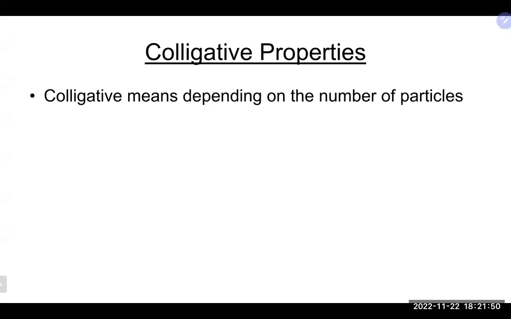All right, so with that being said, we're going to talk about some colligative properties of solutions. Colligative properties of solutions are based on the number of particles that are dissolved in the solution. The more particles that are dissolved in the solution, the greater impact it's going to have on normal things. So for example, what does that mean?